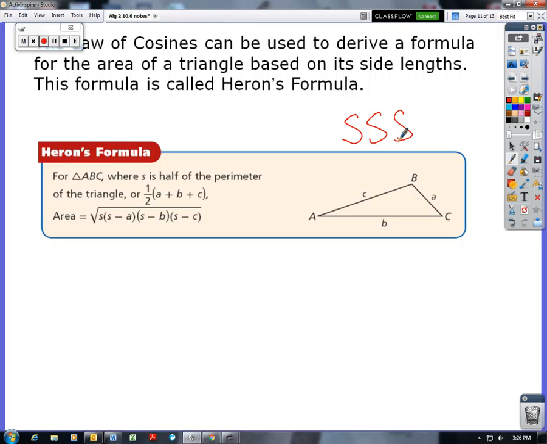As handy as this is, we hardly ever really use it. Plus, it's kind of hard to remember. I mean, it's easy if you're working with it, but it's hard to remember. Like from a few months from now, are you going to remember this formula? Probably not.